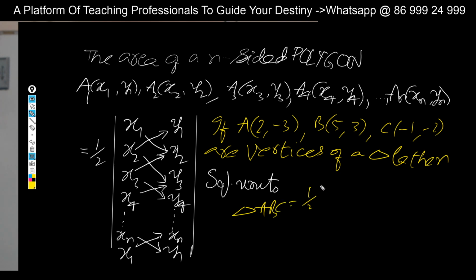Area of the triangle is given by half. Of course, you have learned it as a formula in your lower classes. Everyone might be remembering it, but I'm giving you a common formula. It is not one formula for a triangle, another for a quadrilateral, another for a pentagon. It is a common formula which can be applied to any closed geometrical figure where n vertices are given. So now it is 2 -3, 5 3, -1 -2, 2 -3.